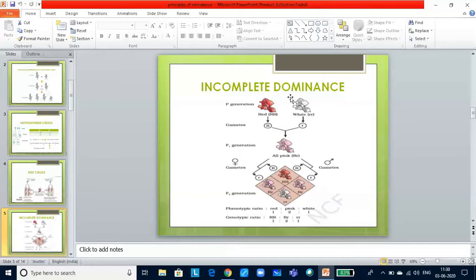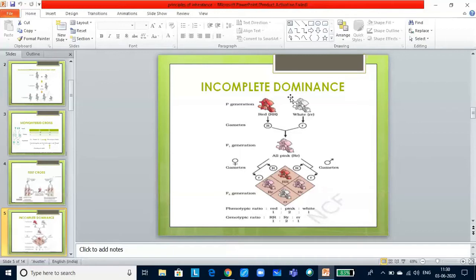That means the color red was not completely dominant, and neither was white. Hence, there was a mixture. So pink is lighter than red, but it is darker than pure white. This is what we call incomplete dominance, and this is how the ratios have been worked out.